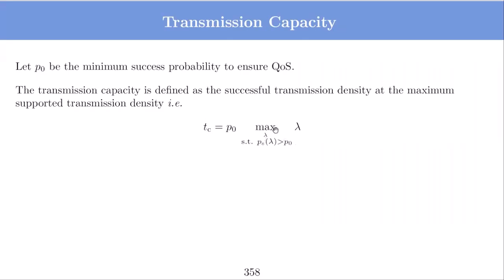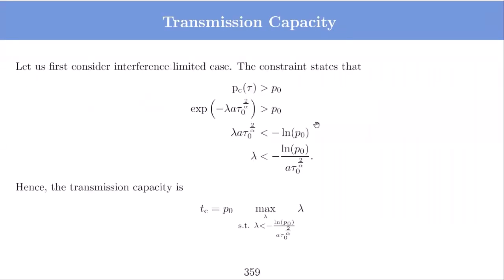You want to choose the density which is maximum, such that the quality of service is maintained. It means you want to choose a lambda for which the success probability is more than P0. If you take that density, the successful transmission density would be P0 into lambda. So how do I compute this? Let us first take the interference limited case and solve the constraint first. You want the coverage probability to be more than P0. Coverage probability is given by exponential of minus lambda A tau naught to the power 2 by alpha, and this A is the coefficient we discussed earlier.